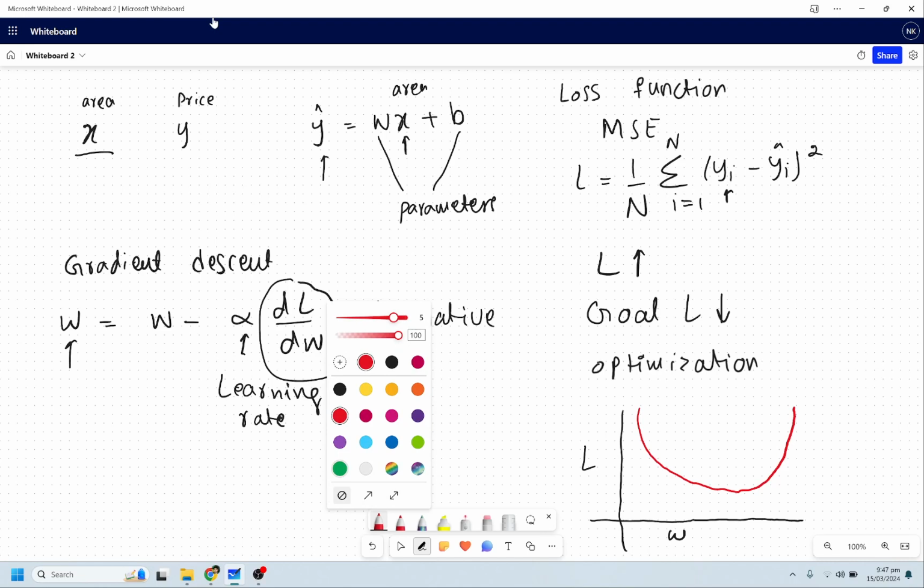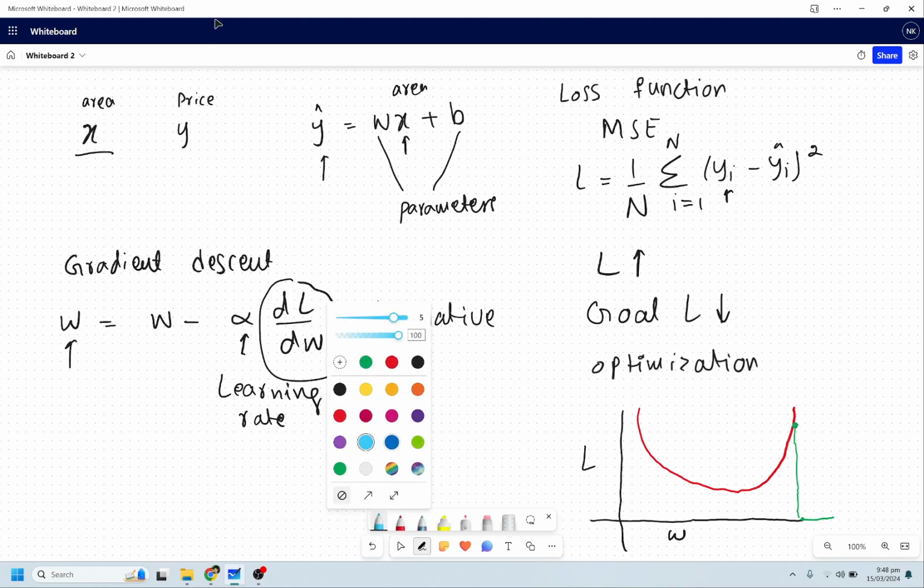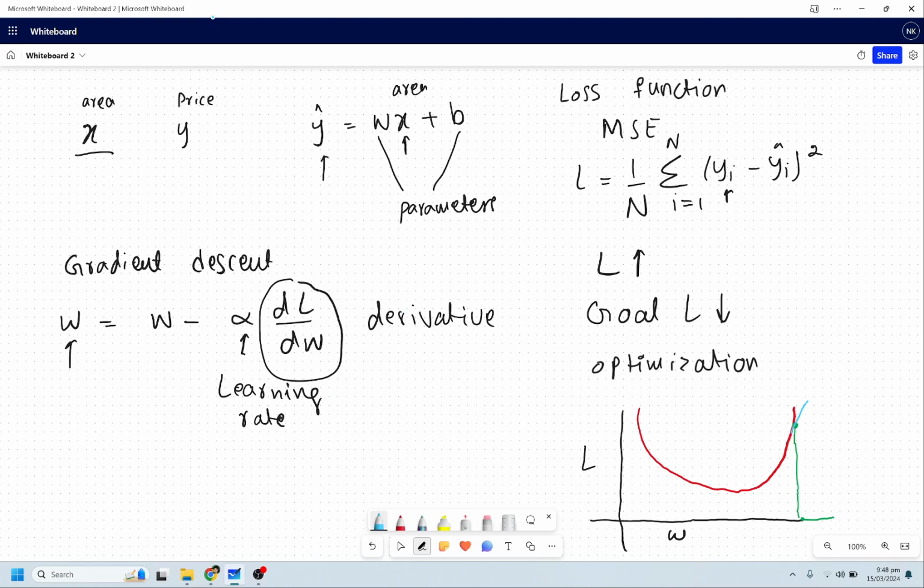Suppose that the initial value that we picked for w, which was randomly initialized, was somewhere here, and the corresponding value of the loss at that w would be here. Now, what happens when we take the derivative of this loss function with respect to w is that we are going to get a tangent line at that point, because derivatives are nothing but the slopes of tangent lines. So let me draw this tangent line here. And the slope of this tangent line is going to give us the derivative.